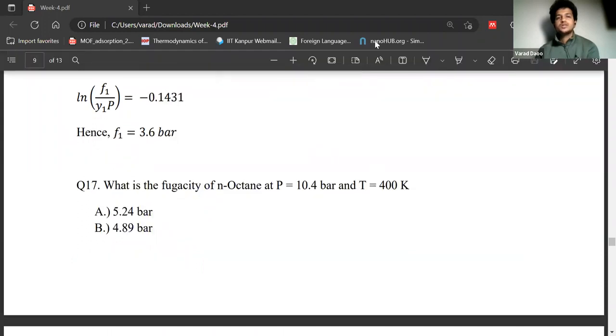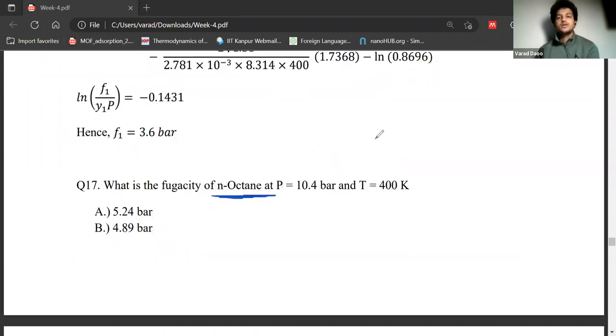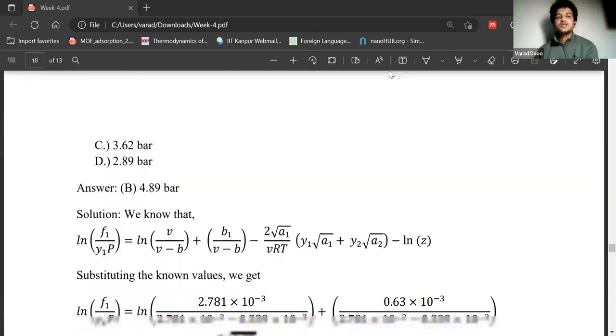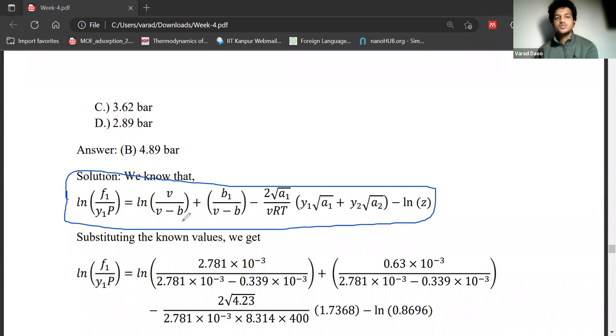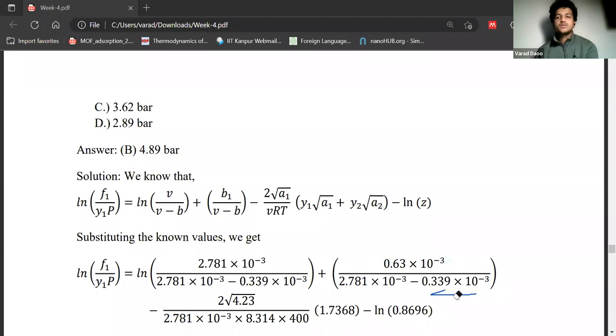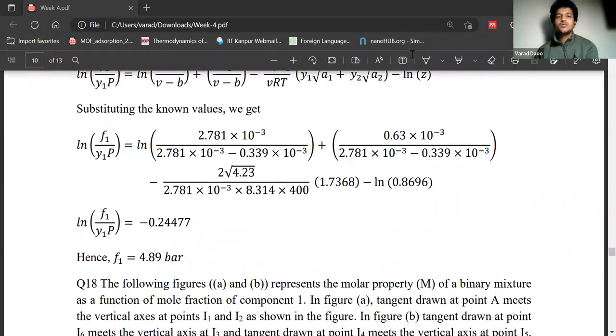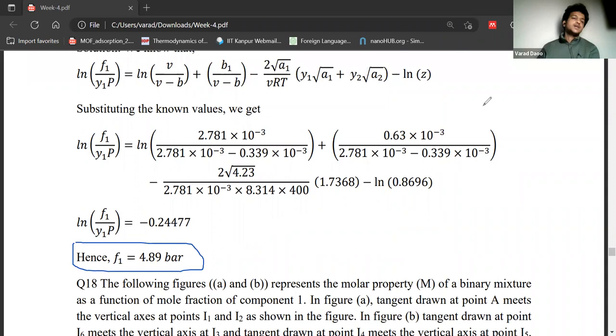Okay, so what is the next question? The next question is for n of n. For doing the calculation of one question, you get two questions for free. Same expression you have, you just put in the values for the n of n this time. So it will be b2, b2, right? Substitute the known values, and you end up with the expression for fugacity as 4.89. I hope the solution is clear to everyone.